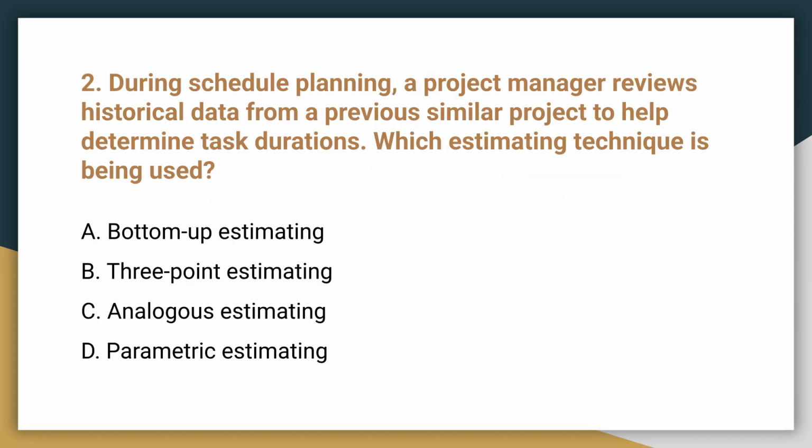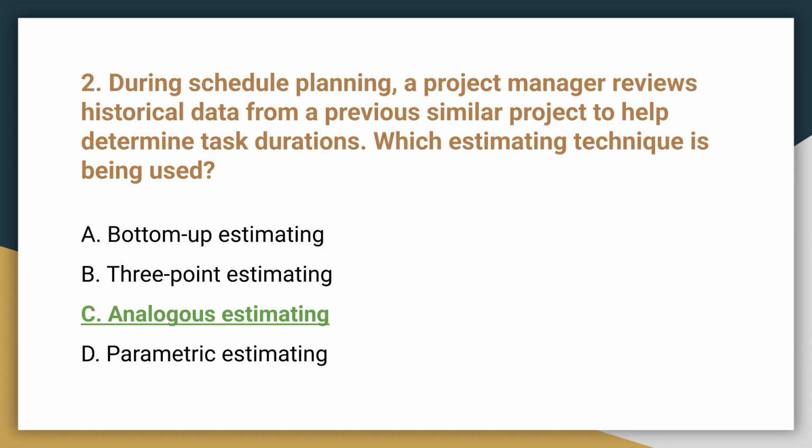Question 2. During schedule planning, a project manager uses historical data from a previous similar project to determine task durations. Which estimating technique is being used? The correct answer is C, analogous estimating. This technique uses historical data from similar projects for quick duration estimates.